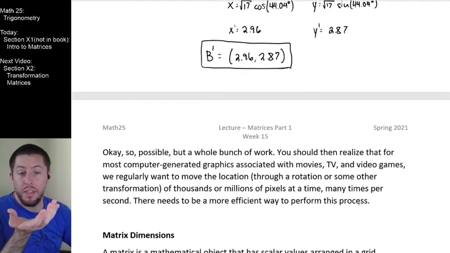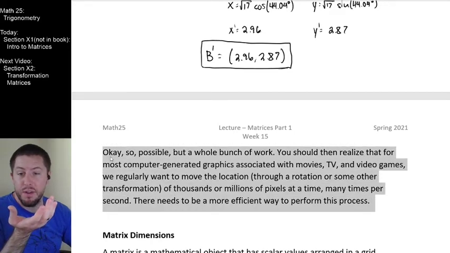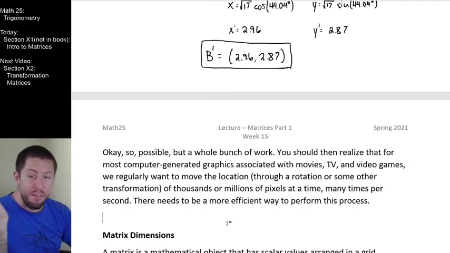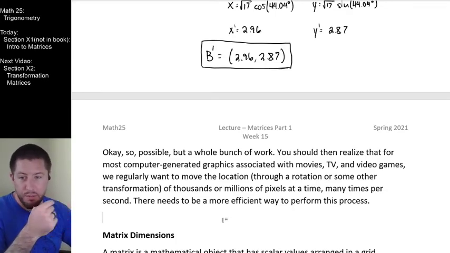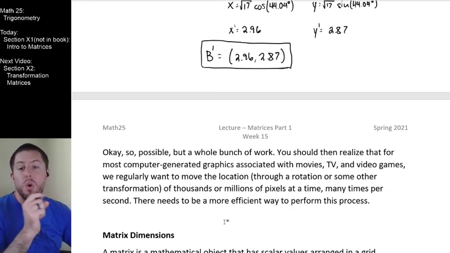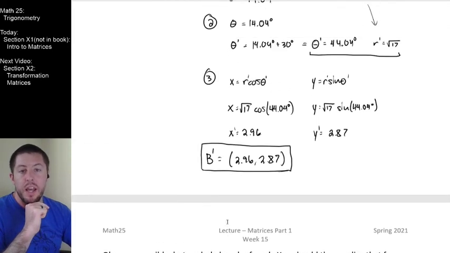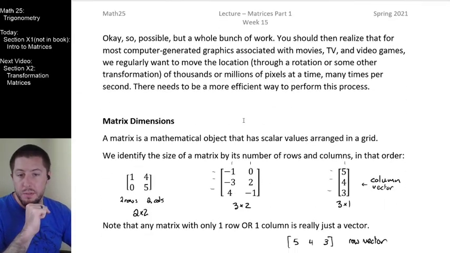And in the real world, this is happening for like millions of pixels, for like every frame of every TV show and movie and video game that you watch or play, right? We need to be able to do a way more efficient computation than doing all this work here, and we're going to do it in terms of matrices.